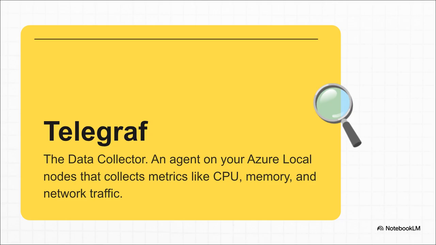Okay, first up, we've got Telegraf. This is our data collector. It's a super lightweight agent that you put on your Azure Local host. Its whole job is just to gather up all those vital stats, CPU usage, memory, network traffic, and just pass them on to the next piece of the puzzle.